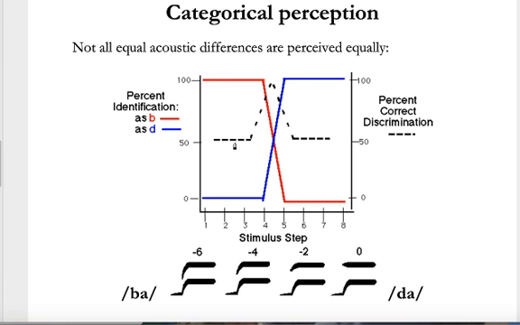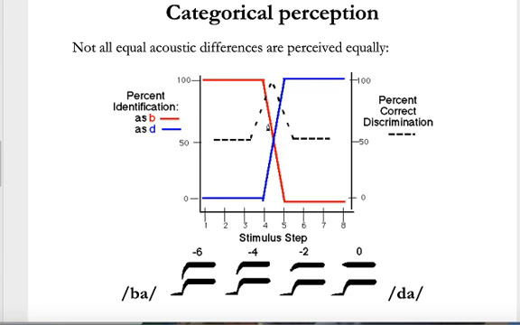And the claim here is that discrimination across a category boundary, like up here where you might have one stimulus at step 4 and one at step 5, is always going to be better than discrimination within a category, where you have, for instance, a 6 and a 7 that both count as duh. It's going to be harder to discriminate them than an equally acoustically separated pair at 4 and 5, where one counts as a buh and one counts as a duh.